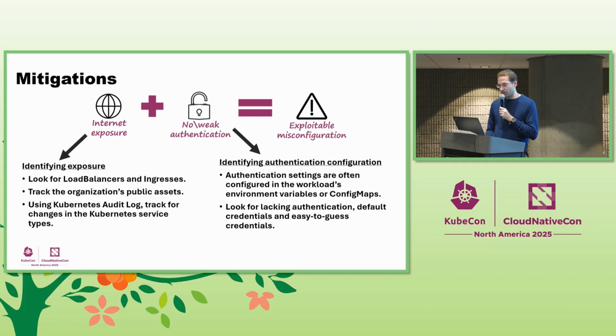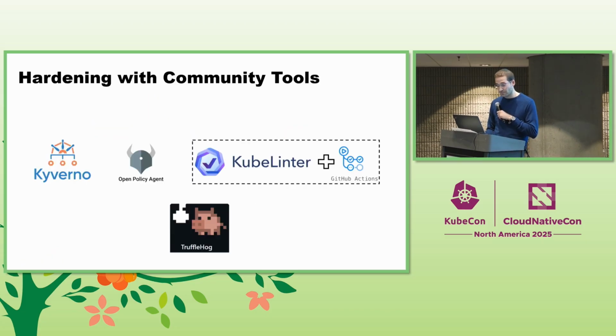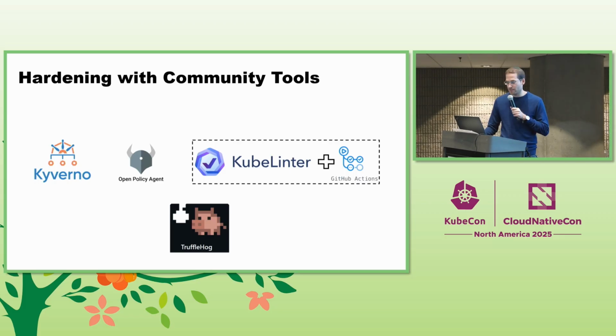Now, let's talk about authentication. In cloud-native applications, this is often configured in the application manifests. So look for problematic settings like allowing anonymous access, and also look for usage of default credentials or easy-to-guess ones. And here are some community tools that can help us to harden the cluster and prevent those risks.